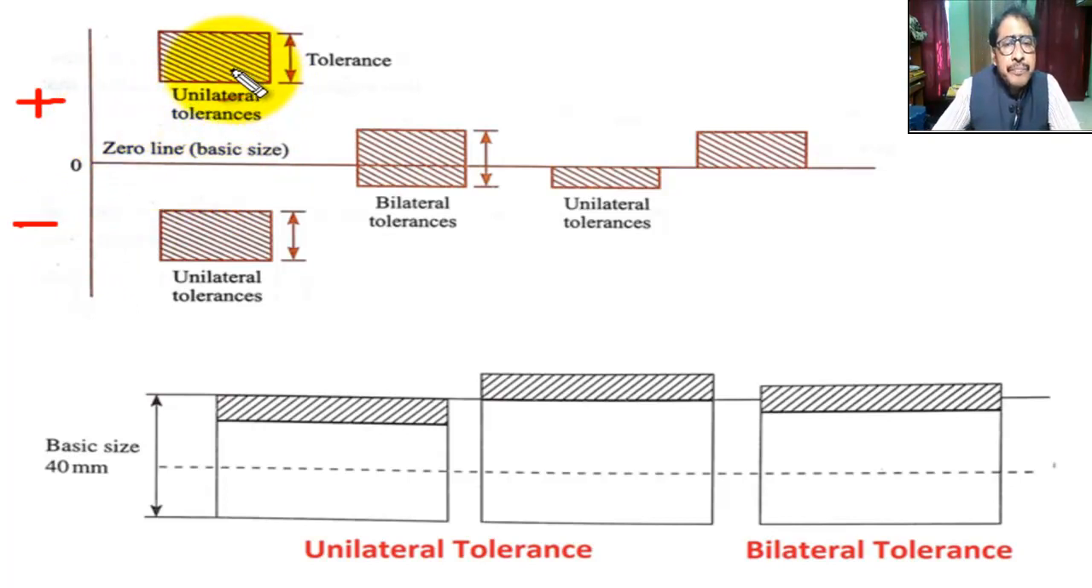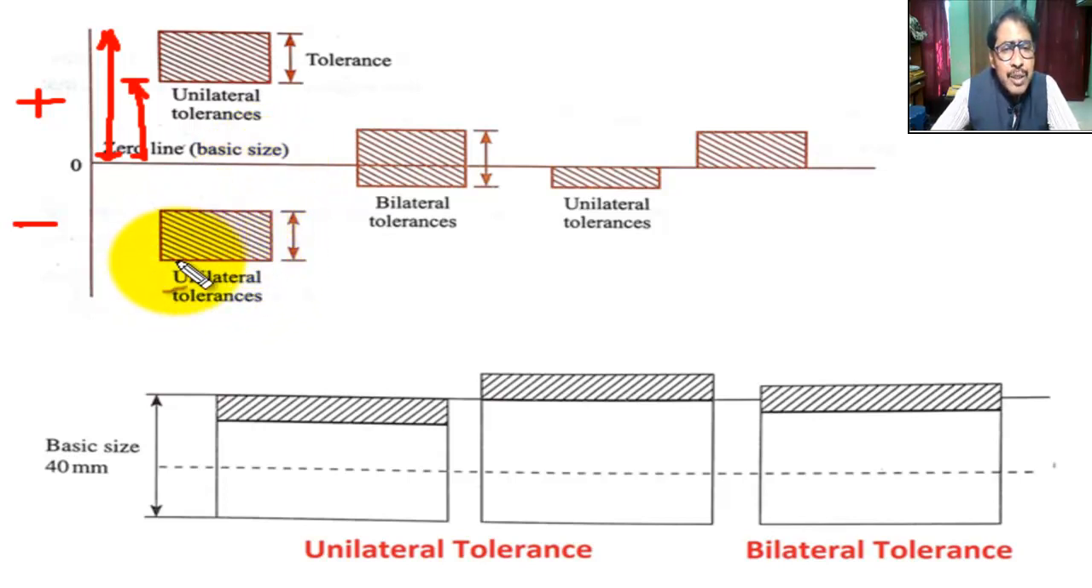In this figure, the tolerance is above the zero line. This is the upper limit. This is the lower limit. This is the tolerance. This tolerance is unilateral tolerance because it is on one side of the zero line or basic size.